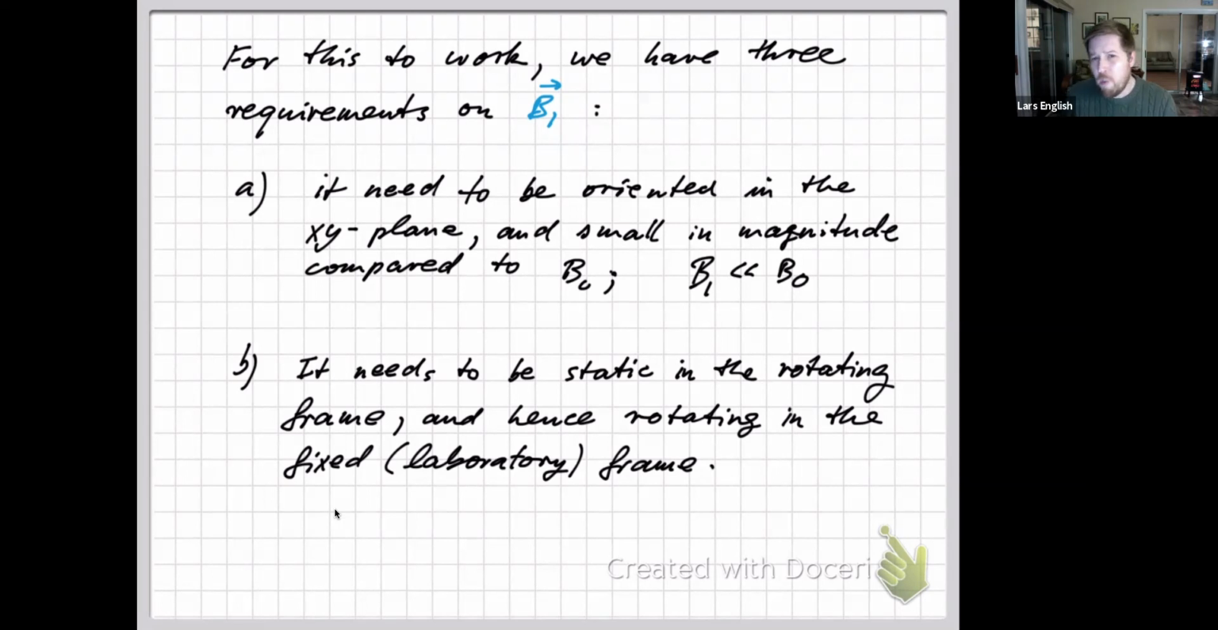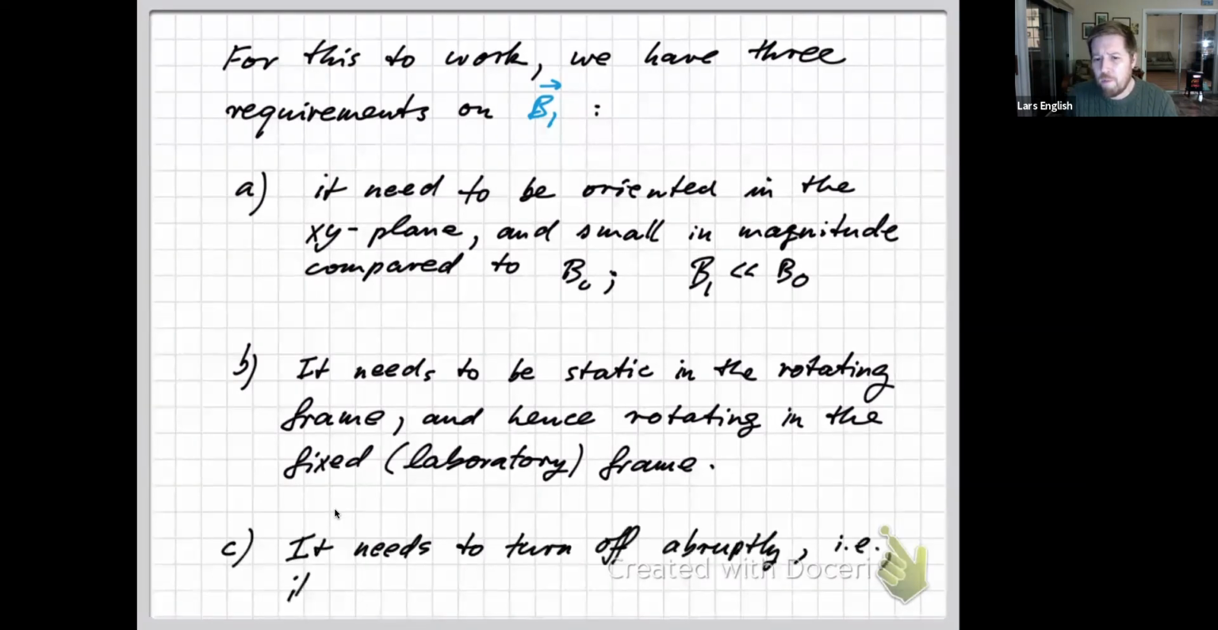And so this B1 can therefore not be a static field. It needs to be rotating. And furthermore, it also needs to turn off abruptly. In other words, it needs to be a pulsed field. So our whole experiment here, that we're trying to gear up for, is called pulsed NMR. And here you see the first time that the word pulsed appears. We need that B1 to turn on and then turn off a little while later.